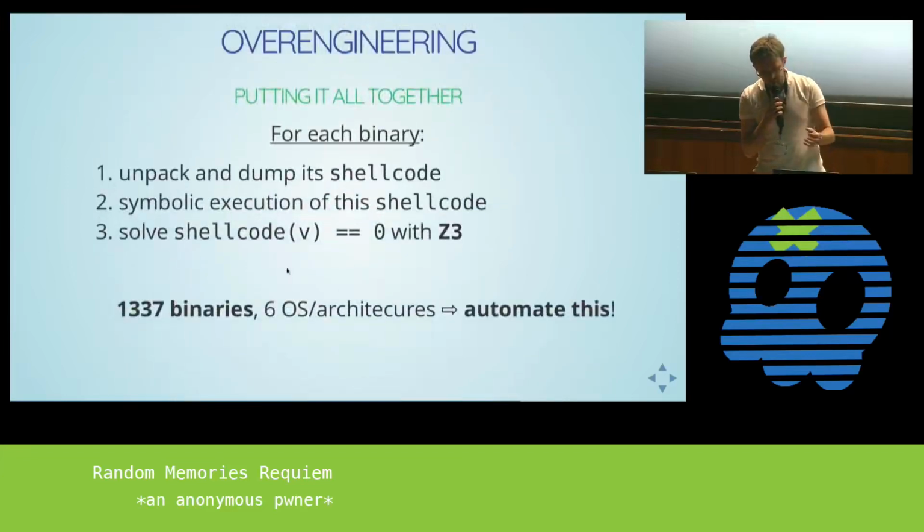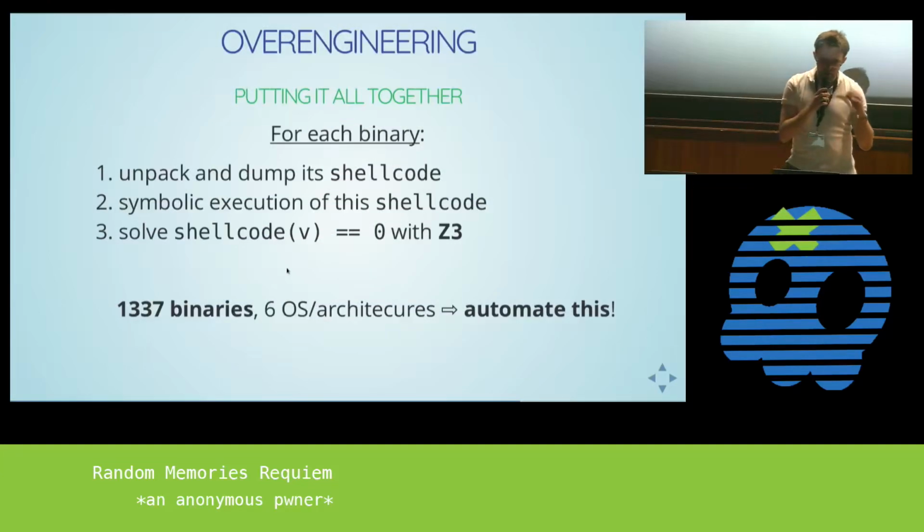So if we put it all together, for each binary we need to unpack it, extract this shellcode, then do the symbolic execution of the shellcode, and then use Z3 to solve this. We've got to do that for 1,000 binaries, for 6 different architectures, so we need to automate the whole thing. Or we need 1,000 people to do that, but we don't have 1,000 people.